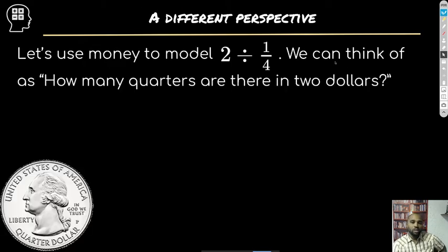Now, we just did a problem that said 2 divided by 1/4. But I want to make sure it drives home as we think about money. It's amazing how much better your mind thinks when we put dollar signs and cents at the end of a number. So let's use money to model 2 divided by 1/4. We can think of it as this: how many quarters, because 1/4 is 0.25, taking $1 and dividing it into 4s gives you 4 of these quarters, right? So we're saying how many quarters are there in 2 whole dollars? And that's how you could think of it. And of course, there's 8 quarters in $2.